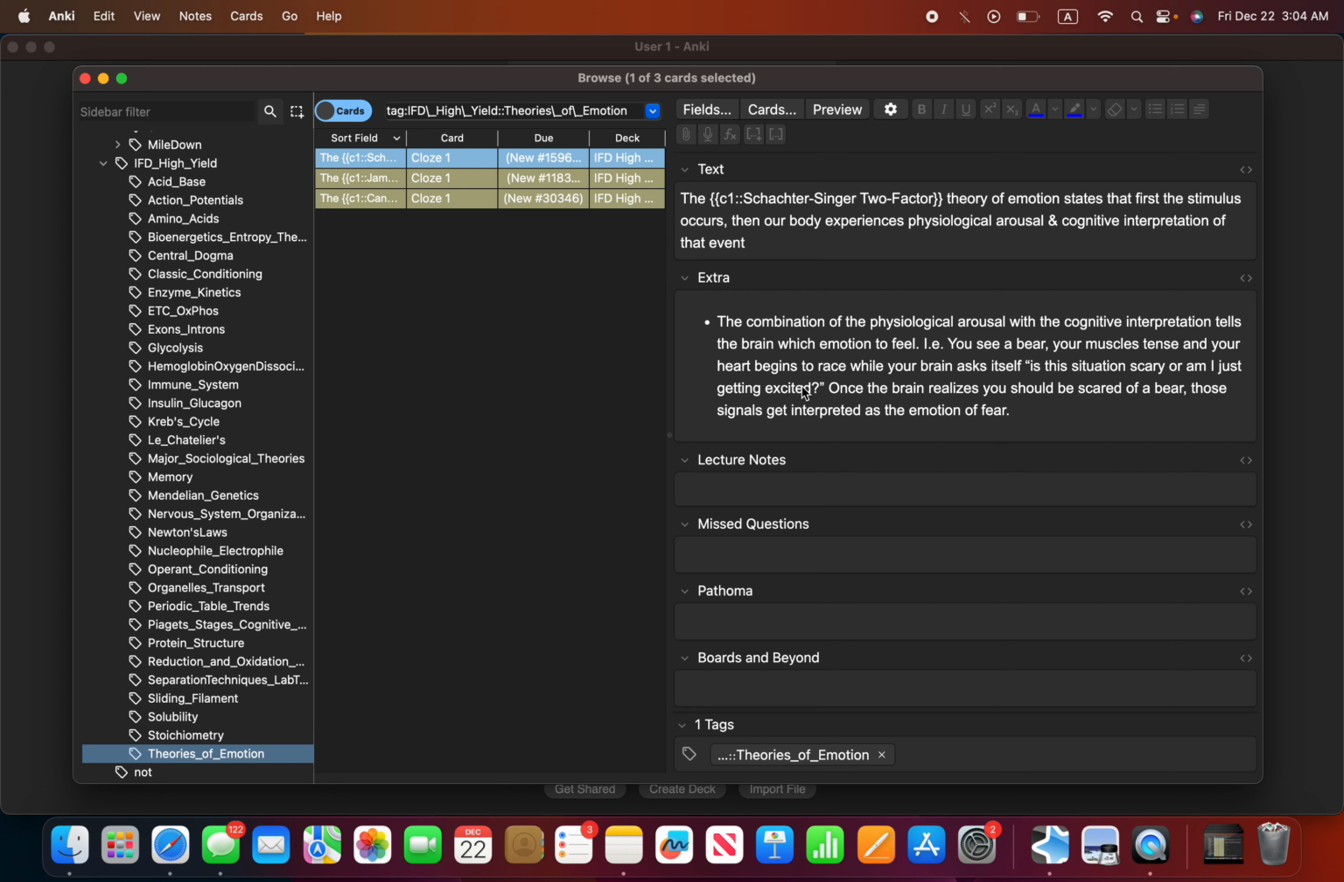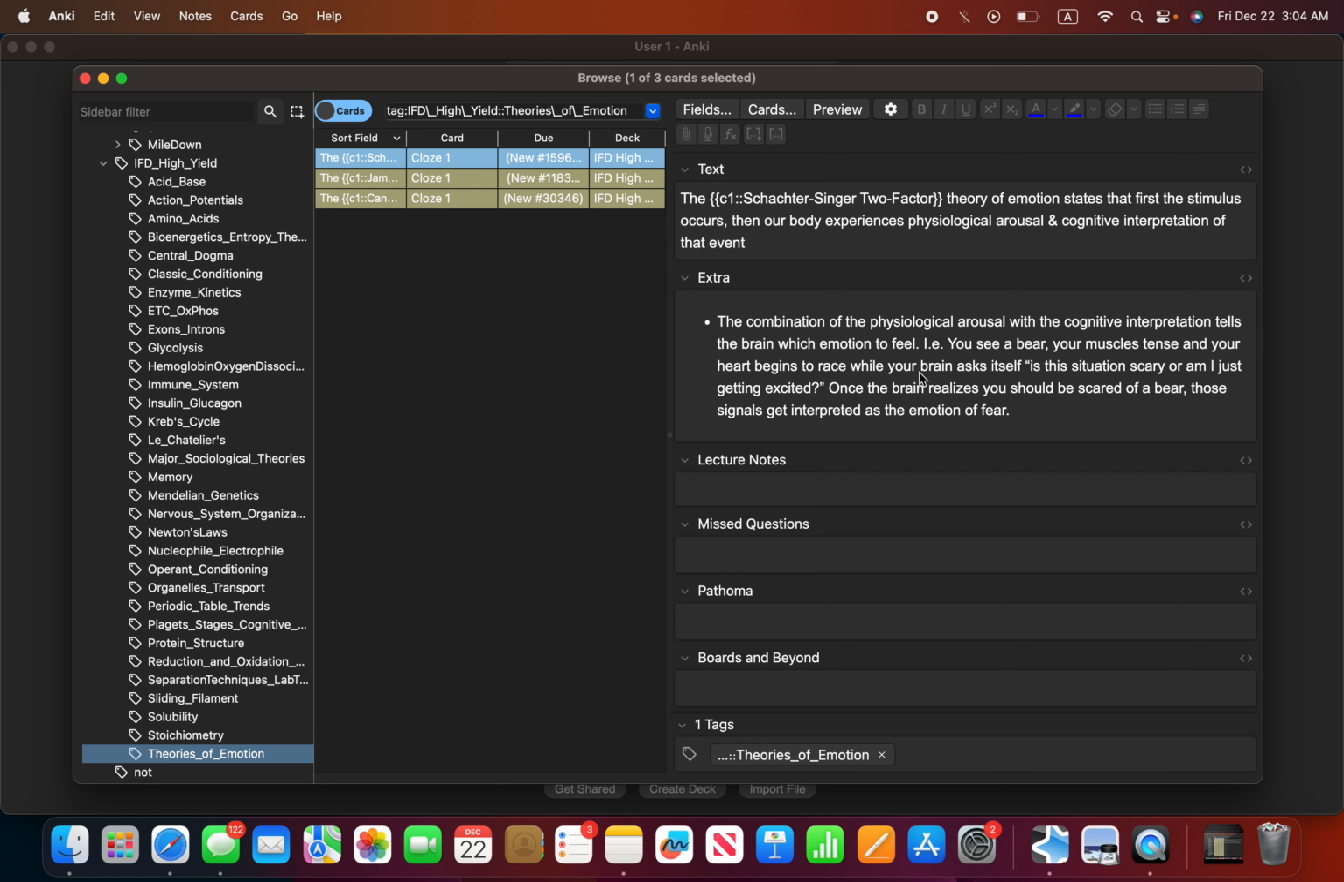Nice. So for the Schachter-Singer two-factor, we have the stimulus occurring, first step. Second step is that our body experiences physiological arousal and cognitive interpretation of that event. So you see the bear, first step, stimulus. Your muscles tense and your heart begins to race, physiological response, while it's two factors at the same time. Is this situation scary or not? And then you realize you should be scared.